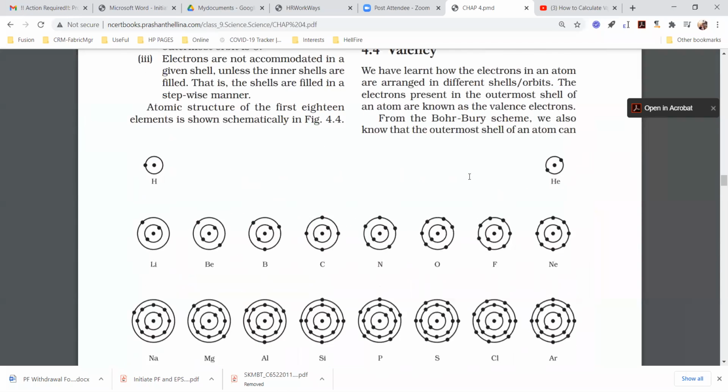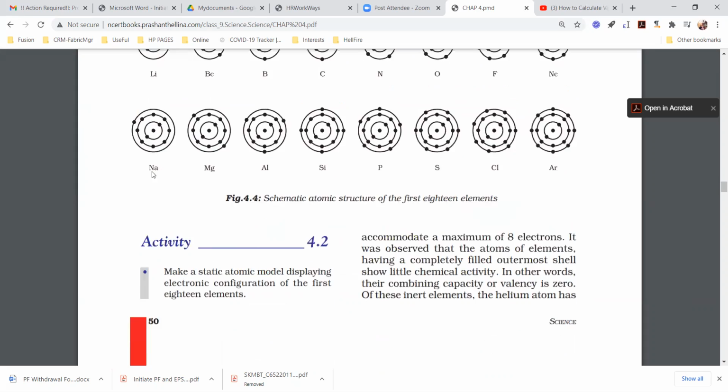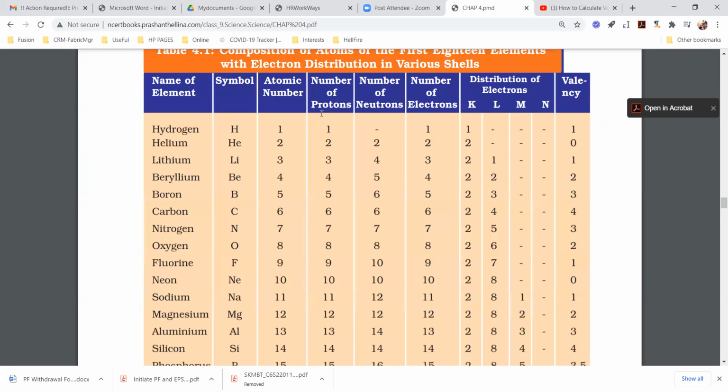So observe the structure of hydrogen. It has only 1 electron in the K shell, but it can accommodate 2 electrons. So to satisfy the combining capacity, it needs only 1 electron. The valency of hydrogen is 1. The maximum capacity is 2. Hydrogen has 1 electron. If it combines with 1 more, it will be satisfied. Therefore, valency of the hydrogen is 1.